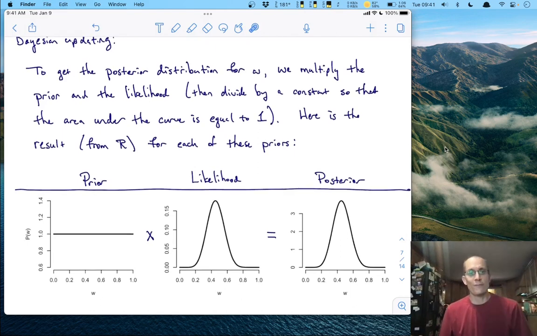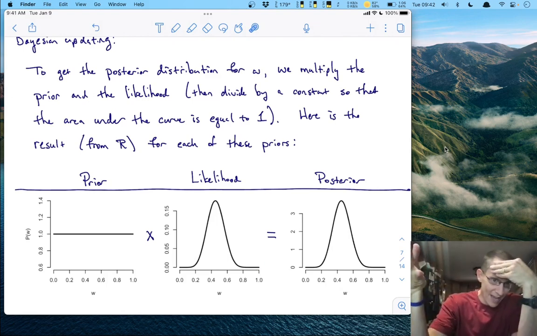So here's what this looks like for the flat prior. Now I want to point out something here. What do we mean by multiply? Well, what we mean is for every value of W, you multiply the value of the prior times the value of the likelihood. So in this case, this would be 1 times 0. And here, it would be 1, right? The height here is 1, times a little bit more than 0. Here in the middle, this would be 1 times whatever that value is, all the way out here to 1 times this value.